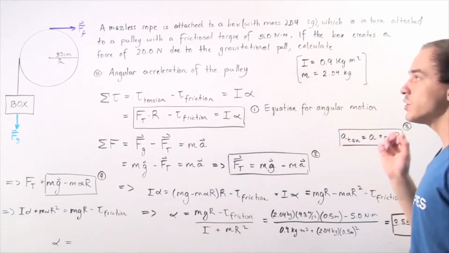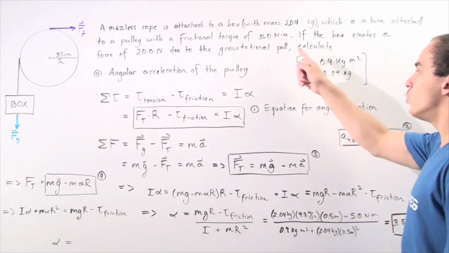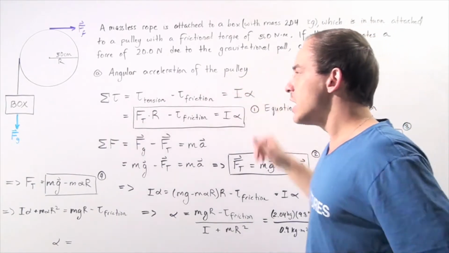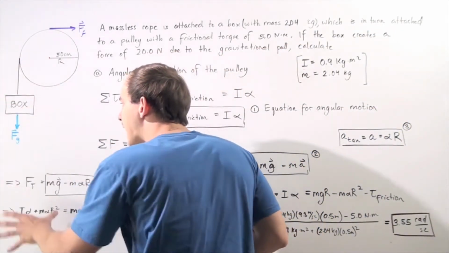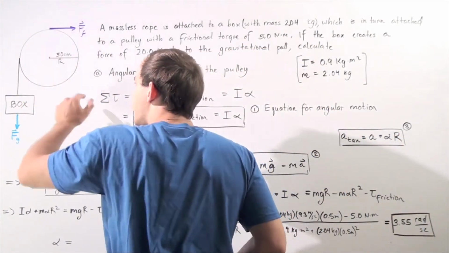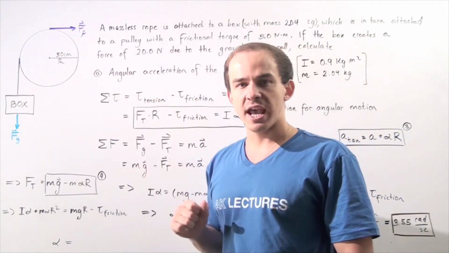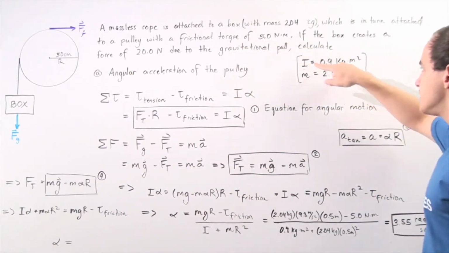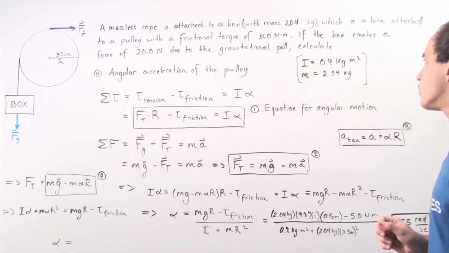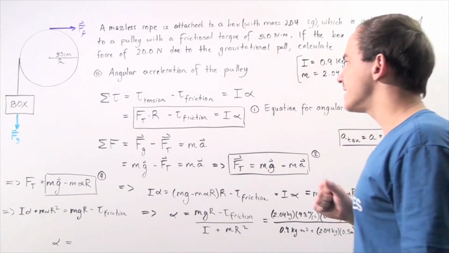Now, if the box creates a force of 20 newtons due to the gravitational pull of the earth, we want to calculate the angular acceleration of our pulley. So when this box is being pulled down by the gravitational force, our pulley is rotating, and we want to calculate the angular acceleration of its rotation. So let's begin by making the assumption that our moment of inertia is 0.9 kilograms times meter squared. We calculated this value in the previous example.